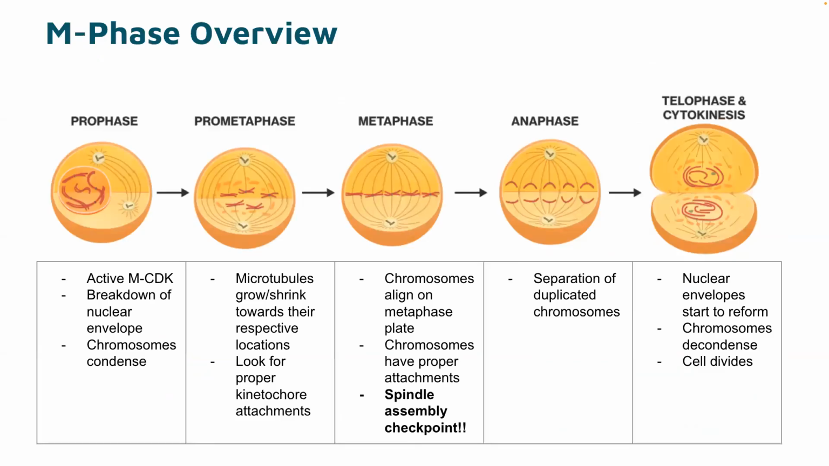And then this is just a little quick overview of M phase, but we'll go into detail more as we continue with the slideshow. But first, it's prophase. That's where the nuclear envelope breaks down. You have prometaphase. That one we don't focus too closely on in this class. Then metaphase, where they align in the middle. That's where the spindle assembly checkpoint is. Anaphase, they get segregated. And then telophase and cytokinesis, where the envelopes start to reform and the cell divides.